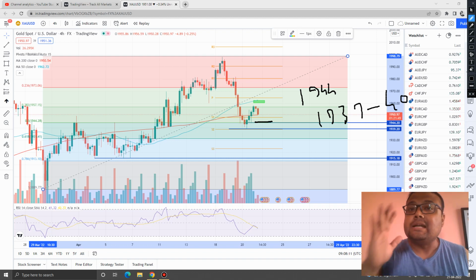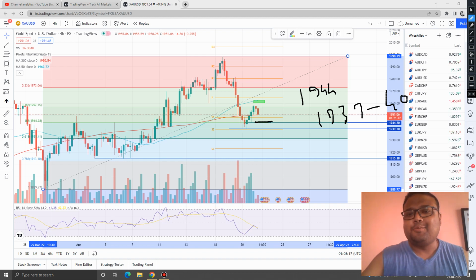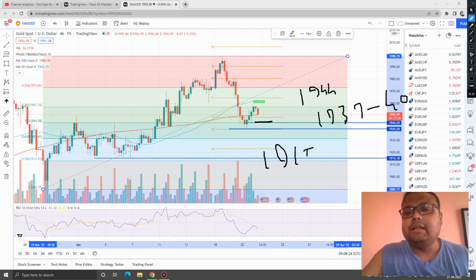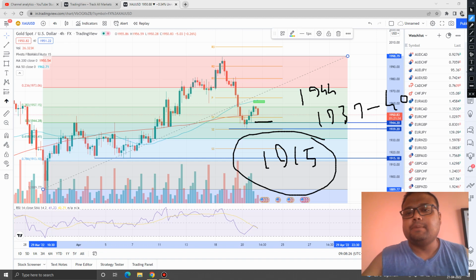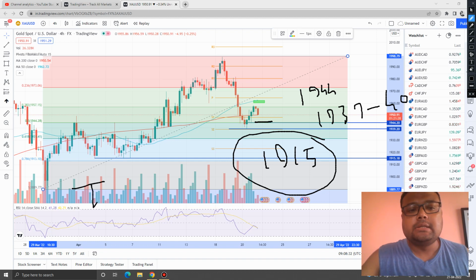If price bounces, then only take a buy. And the next important support, or the most strong support for this market, at least for today, is the 1915 level. This is the strongest support for the market right now. And then we have around 1890. That's a different chapter. This is too far. No need to focus on this level.